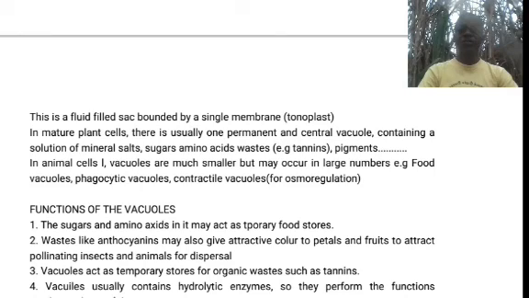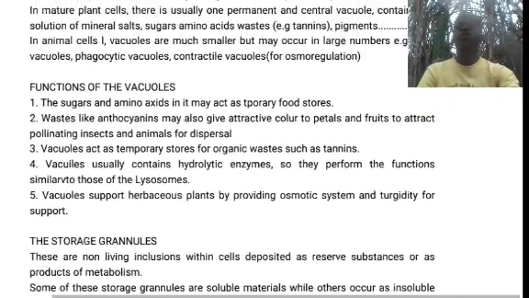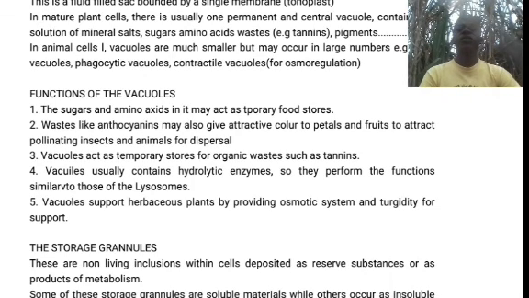But when you come to animal cells, you have to be careful. For them, the vacuoles are much smaller and many, like the food vacuoles, the phagocytic vacuoles, the contractile vacuoles. The contractile vacuoles are for osmoregulation in amoeba. So animal cells have many small vacuoles, while a plant cell has only one large permanent cell vacuole. Now, what is the function of these vacuoles? Are they functional? Are they important?